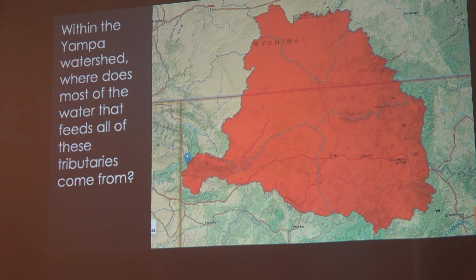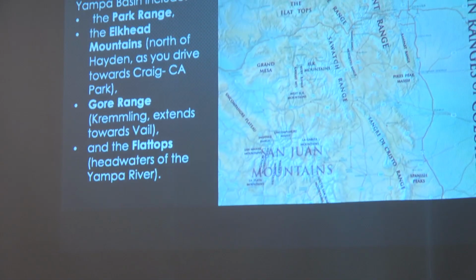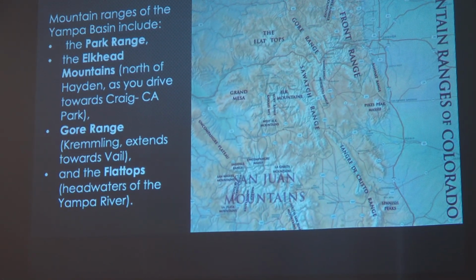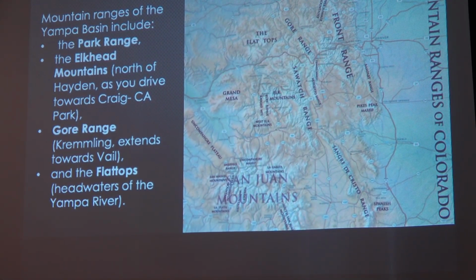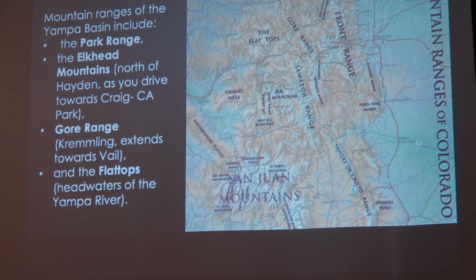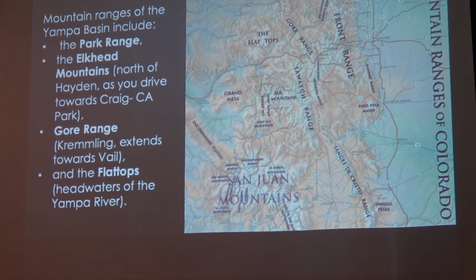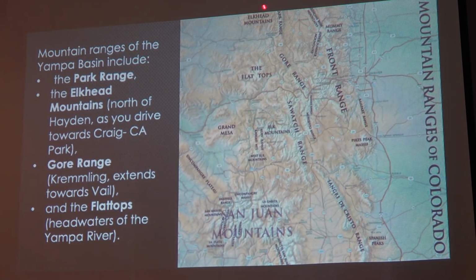And so back to the watershed. Where does all this water come from? Does anybody want to hazard a guess at where the water that fills the Yampa comes from? Yes, snow. And so the snow falls in the mountains, and we can go to the next slide. The mountain ranges around Steamboat Springs: we've got the Park Range right here, the Elkhead Mountains out north of Hayden and Craig in the California Park area. The Park Range includes Rabbit Ears, Mount Werner, Buff Pass. The Zirkels are part of the Park Range.